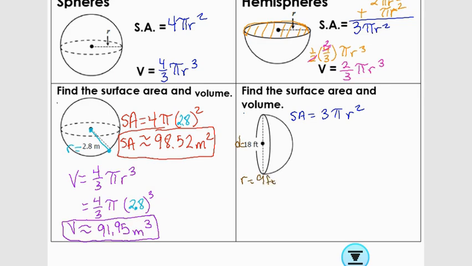Okay. So when we're plugging into the formula, surface area is 3 pi times my radius squared. We said our radius is 9. And when I put that in the calculator, I get that my surface area is approximately 763.41, and that's going to be square feet.